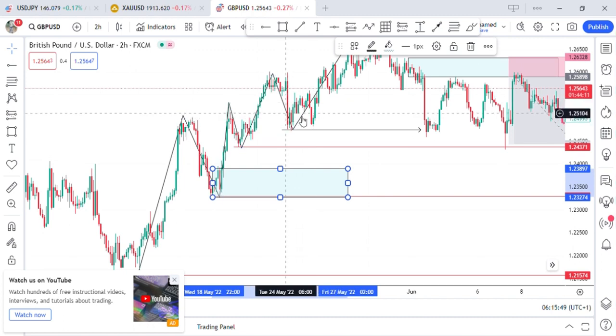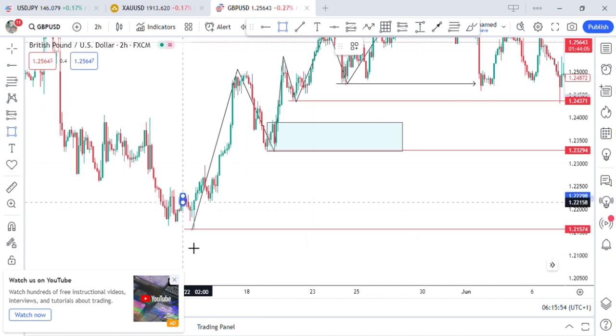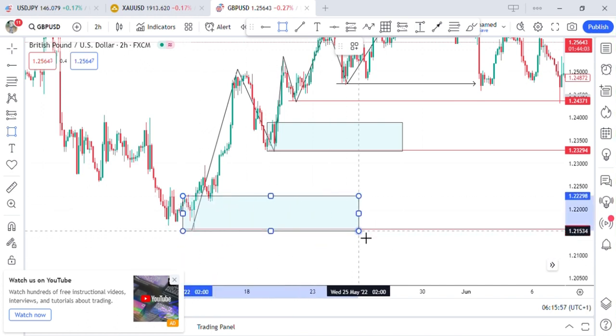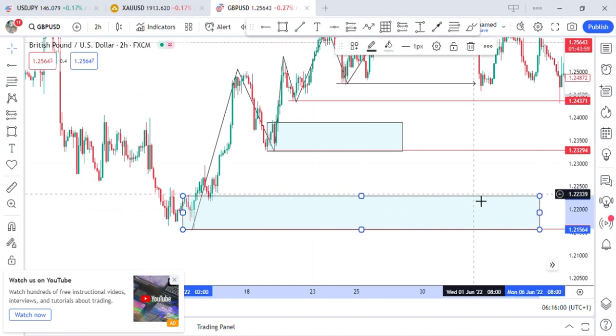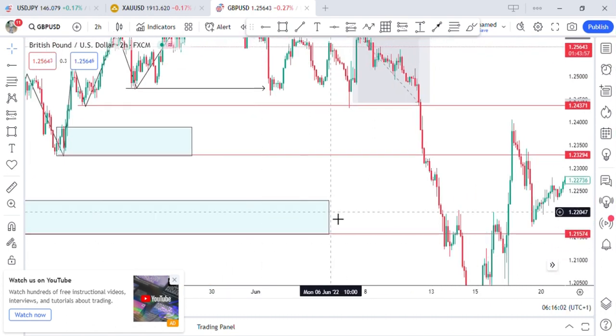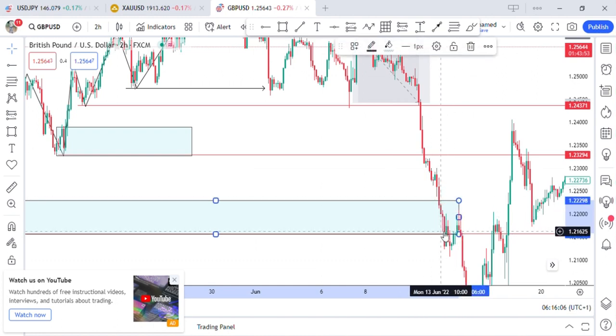Many people will draw a mitigation block, and then they will set their entry here, and then the stop loss. So this is what happened in the price. This is what happened in the market. The market ends up taking them out of the trade, just because they don't really understand the full concept of institutional trading.